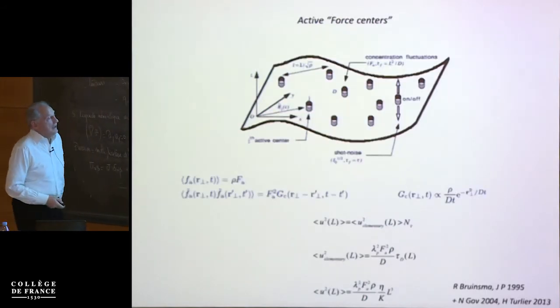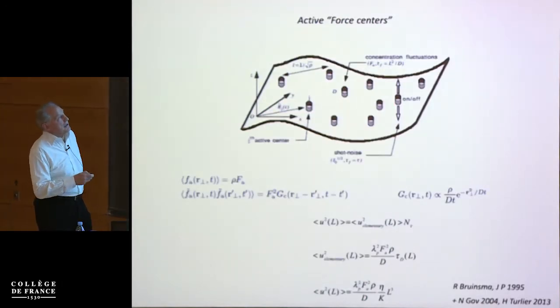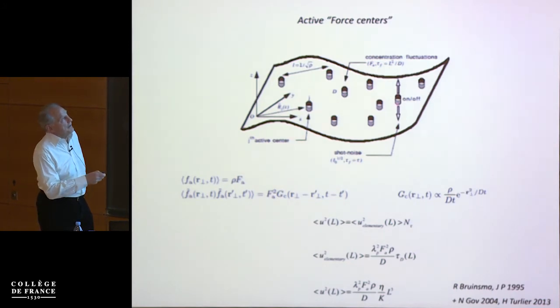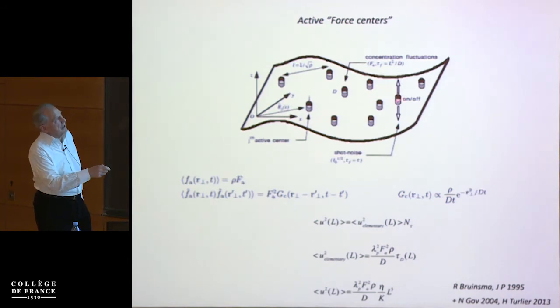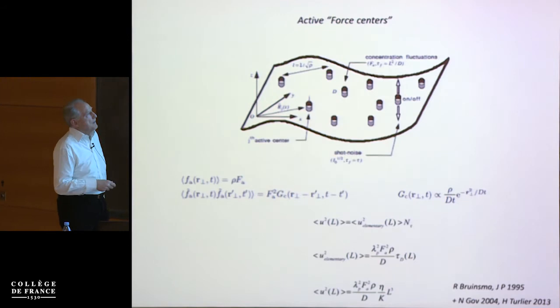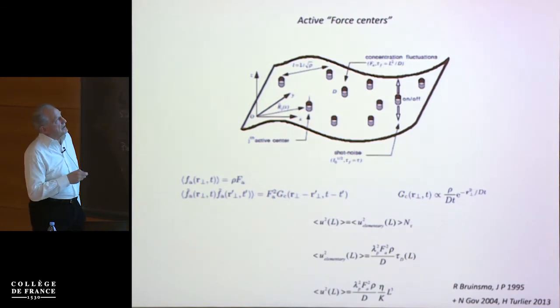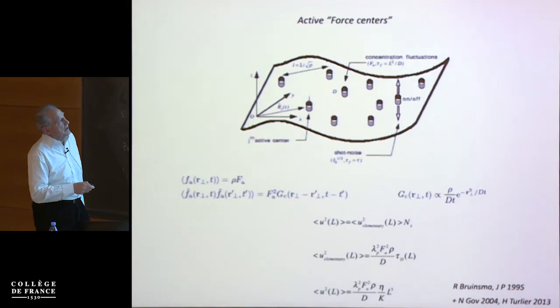Okay, so now let's assume that we have pumps on that membrane which can transfer volume from one side to the other. We could look at shot noise or coherent noise, so concentration fluctuations. Let's look at concentration fluctuations, which give a larger effect. So now we have two time scales: the response of the membrane, and the concentration fluctuation time scale. And we consider a membrane without tension.